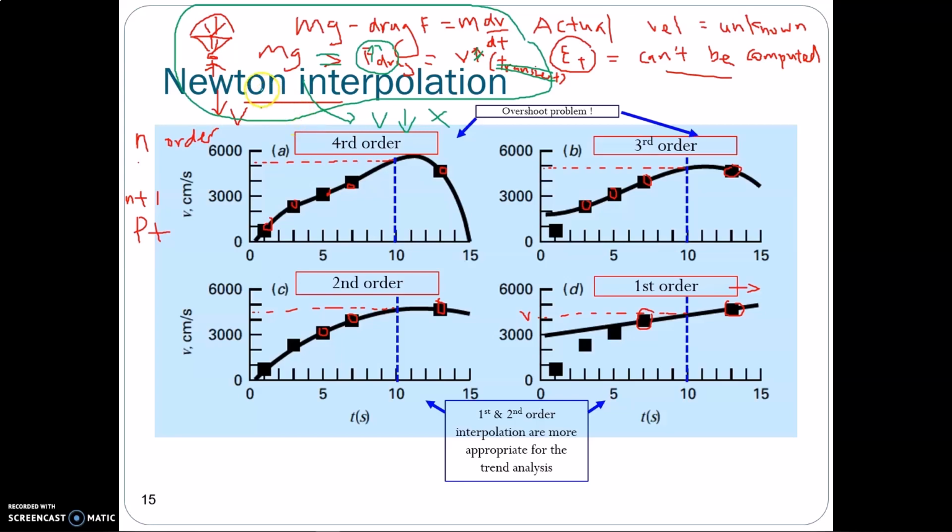Based on the understanding of the physical system, let us check the interpolation result here. So for the fourth order, the result seems not logical here. The velocity at t equal to 10 is larger than the velocity at t equal to 13 here. Third order method also has the same issue where the velocity at this point is larger than t equal to 13. These two results are not appropriate because they do not agree with the physical process where the velocity should not decrease over the time.